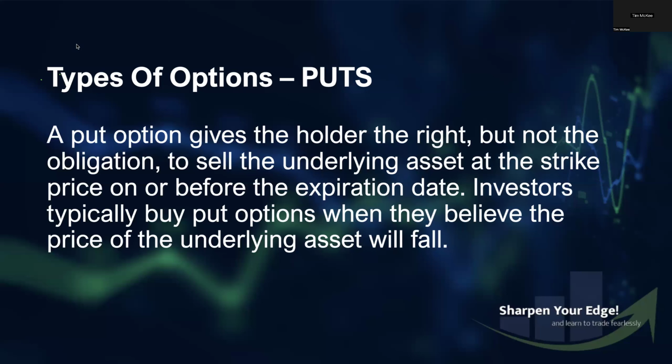Puts. Now, a put option gives the buyer the right, but not the obligation, to sell the underlying asset at the strike price on or before the expiration date. Now, investors typically buy put options when they believe the price of the underlying asset will fall. And again, investors will use it as an insurance policy against a large position, say in Apple.